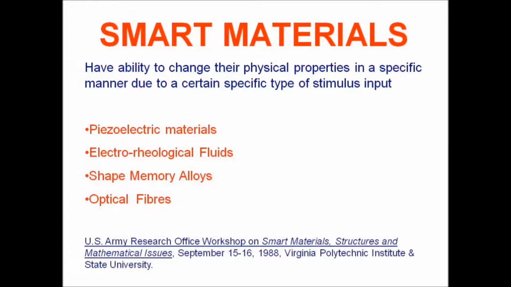Now, what is a smart material? A smart material looks like any other ordinary material, but it has a specific ability, a property, a feature. It has the ability to change one or more of its physical properties in a specific manner when it is acted upon by a specific stimulus. So they show stimulus response characteristics.